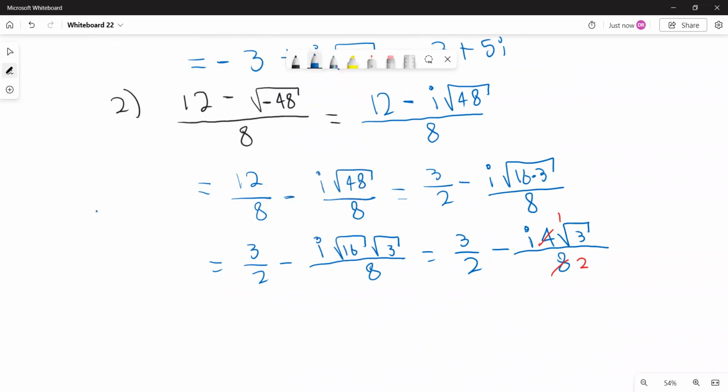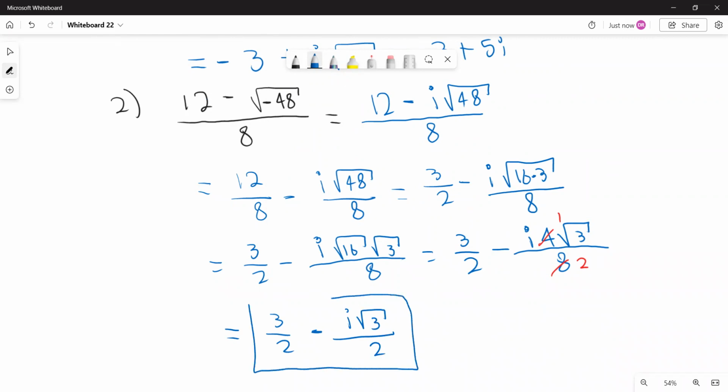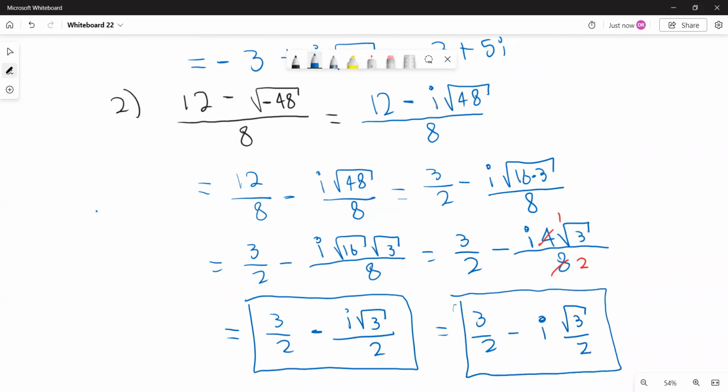Okay, the final answer in the form a plus bi is going to be 3 over 2 minus i times square root of 3 over 2. Or sometimes you may write this already correct. But sometimes you may see it as 3 over 2 minus i times square root of 3 over 2, and they are both correct. Either way, the answer is correct.